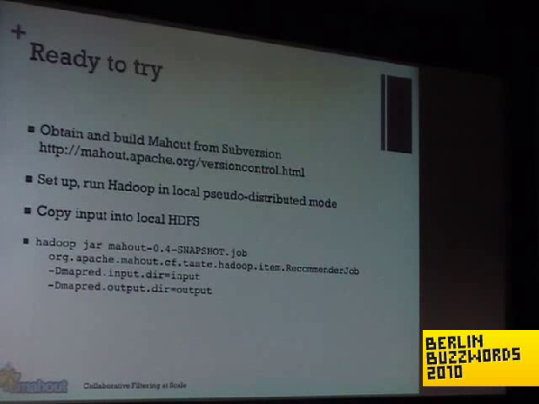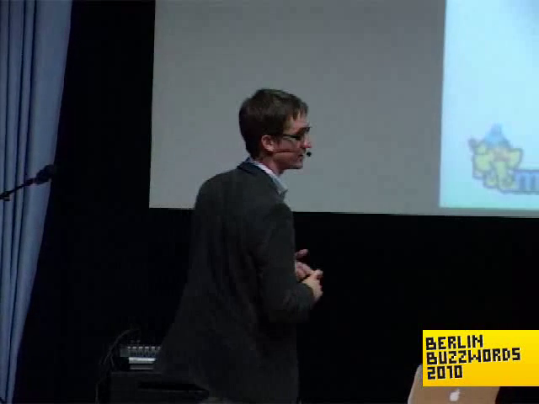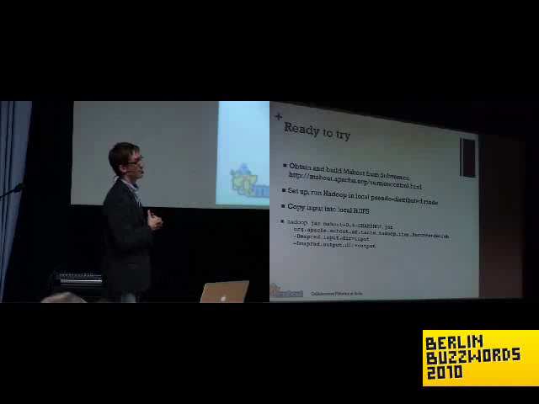If you're interested, this is ready to go. You can try and run this right now. Go to mahout.apache.org, download the latest from Subversion. Everything I've mentioned here is not available in the last release, 0.3. It's going to be released in 0.4. So you have to go to Subversion to get what I've mentioned here. And it's actually quite simple.